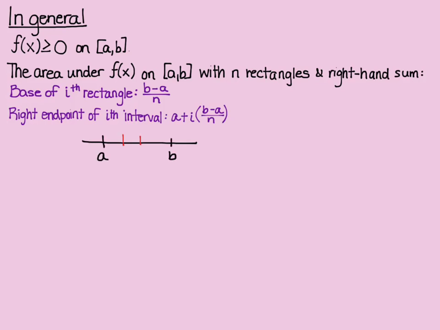This is a tricky concept for a lot of students. So notice that if I called the base m, and here I've marked off from a to b a whole bunch of intervals of the base. If I start at a and I want the right-hand endpoint of the first rectangle, I have to do a plus m. If I want the second interval, I have to do a plus m plus m. If I want the third interval, I have to do a plus m plus m plus m, and so on until I get to b.